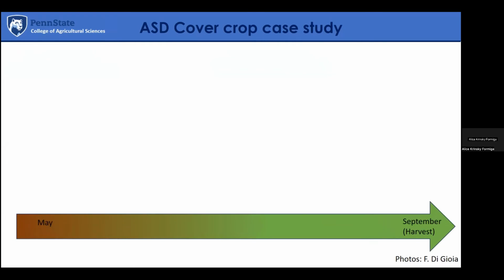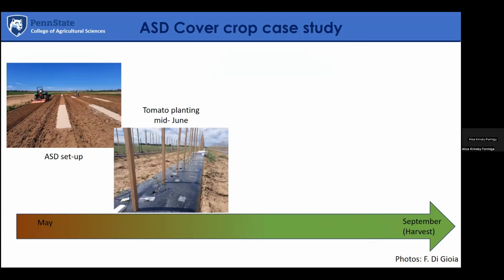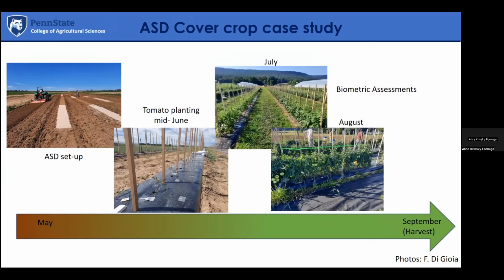So the ASD treatment began immediately after the cover crops were terminated and incorporated, and we have some similar photos of the ASD setup. The ASD treatment for this experiment ran 3 to 4 weeks. So the tomatoes were our vegetable that followed the cover crops, and they were planted in mid-June. And then we assessed the plants in July and August, and then the tomatoes were harvested in September.